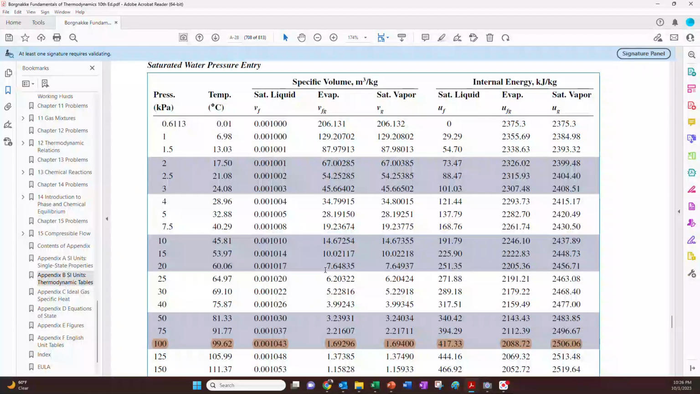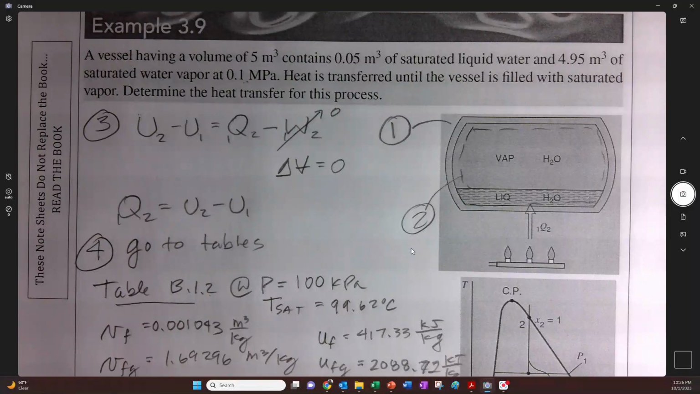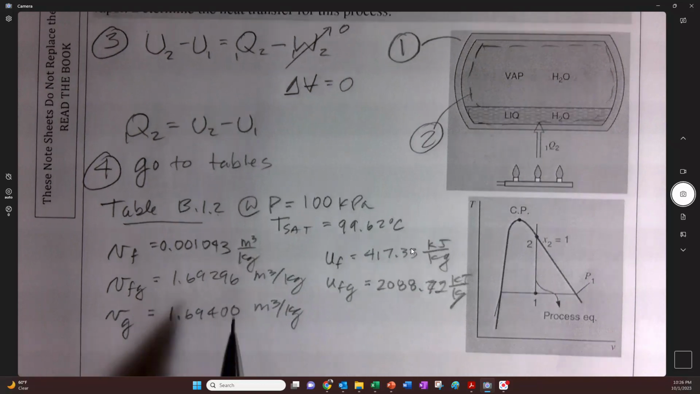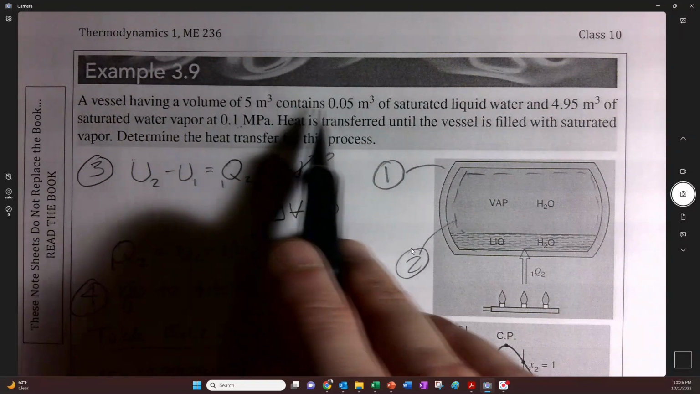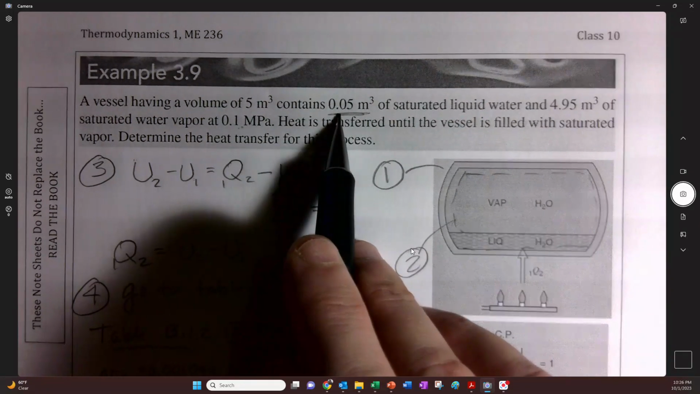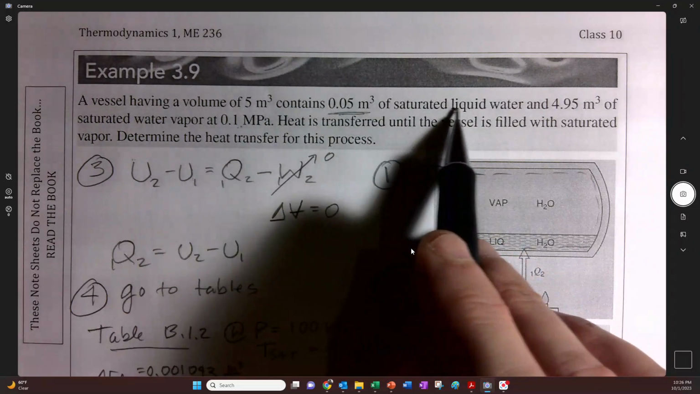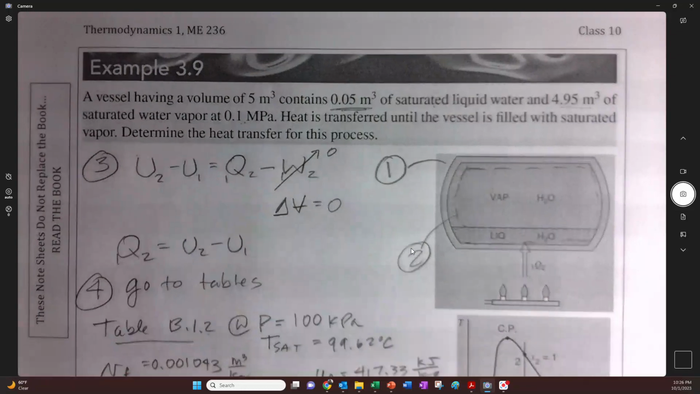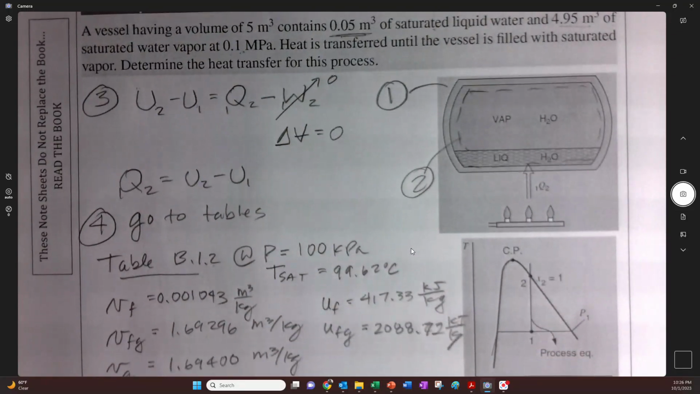UFG, I don't need the G on only this one, 2088.772 kilojoules per kilogram. All right. I wrote them all down, so we can get what the mass is, because what they told us is how much of it is liquid water and how much of it is saturated water vapor. We can find the masses for both of those things.